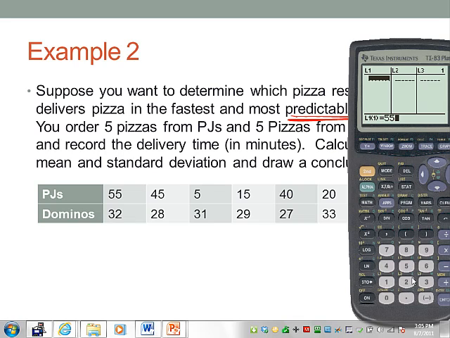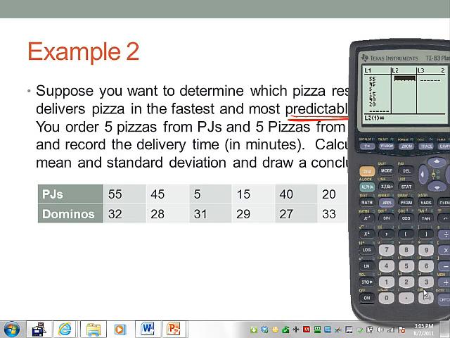Okay, I'll put 55, 45, 5, 15, 40, and 20. So those are the times for Papa John's. So 1, 2, 3, 4, 5, 6. So I actually have, this should say 6 pizzas. I always check that. I check to make sure I have at the very least the same number that I've got. And then quickly scan and make sure you typed them in right.